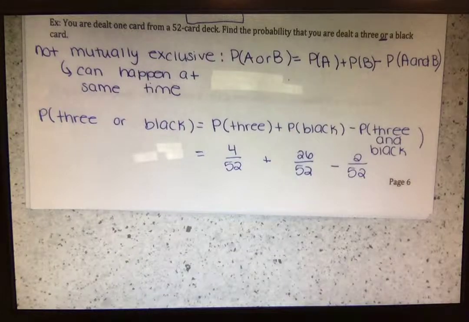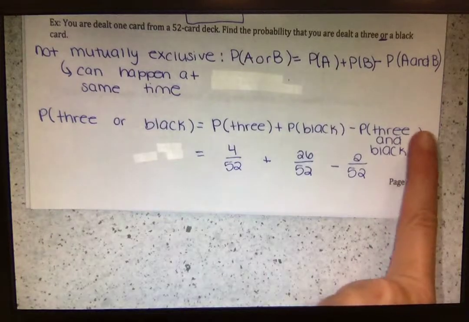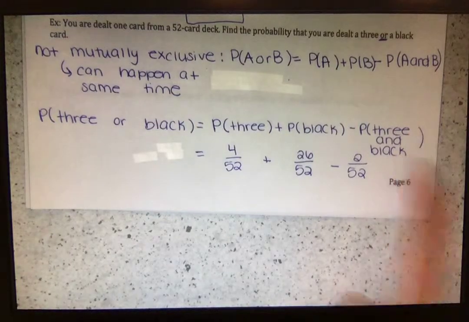Now got the 2 how? There's 4 3 cards, right? Half of them are red, half of them are black. So 2 are red, 2 are black. So the 2 that are black are the ones you count? Yeah, because we're looking for how many cards are 3 and black.